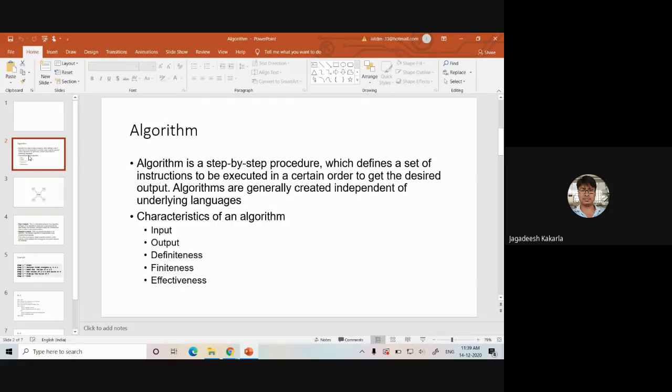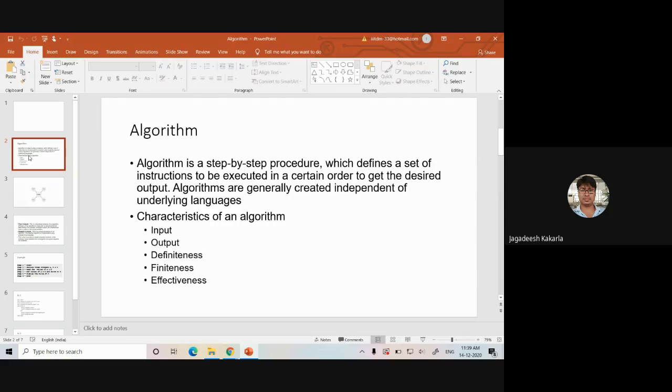Am I right? Similarly, take finding the roots of a quadratic equation. What is step one you will do? You will find the determinant. If the determinant is greater than or equal to 0, you will do one thing. If it is less than 0, you will do another. So you are executing certain steps in an order.